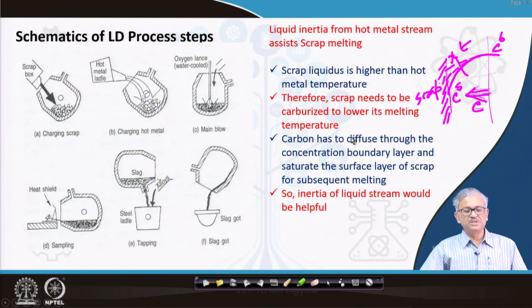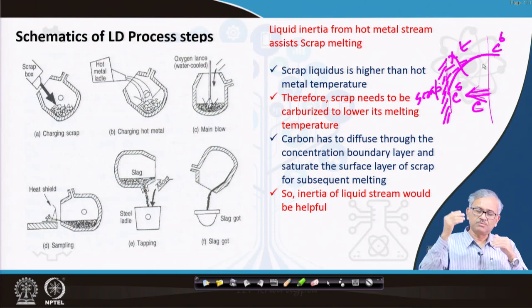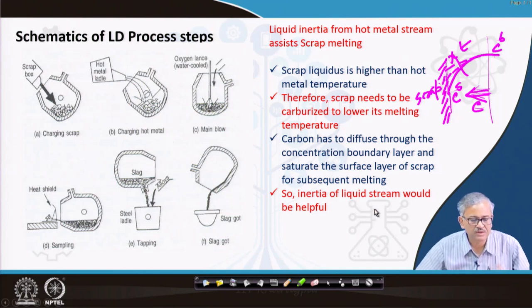So the inertia of the liquid stream helps in this mass transfer of carbon from the hot metal to the scrap surface, so it will carburize and then melt. If it is a high carbon scrap, then it will be only heat transfer control. If it is a low carbon scrap, most cases low carbon steel scrap, then the mass transfer across the concentration boundary layer will be the rate controlling step. So you have to carburize the scrap by mass transfer from the bulk of the liquid hot metal to the surface of the scrap. This is essential, and then you can melt it.